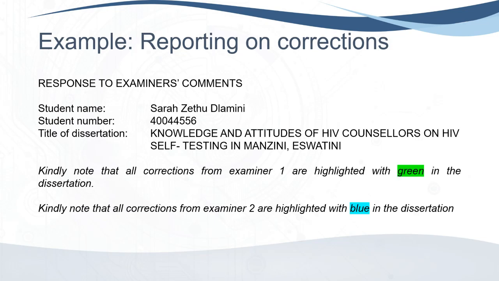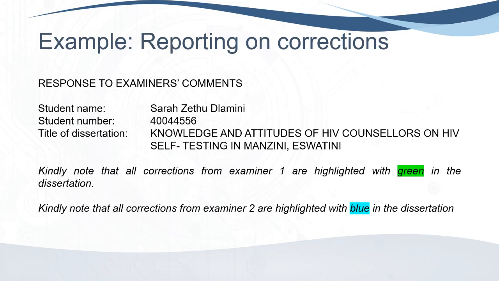This is an example where a student compiled the response to the examiner's comments. It's the student name, number, and the title of the dissertation. This was a master's study. And here, now you must remember your supervisor must check the corrections before they finalize and approve the final version.